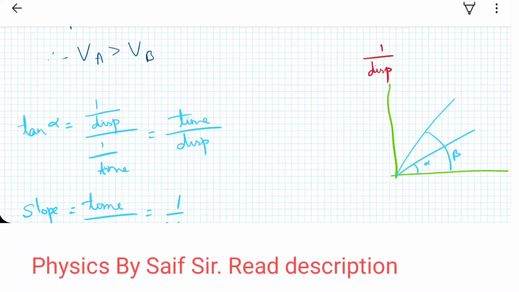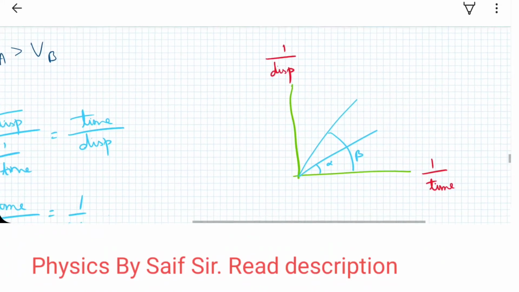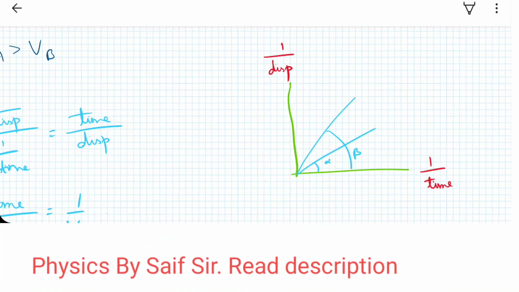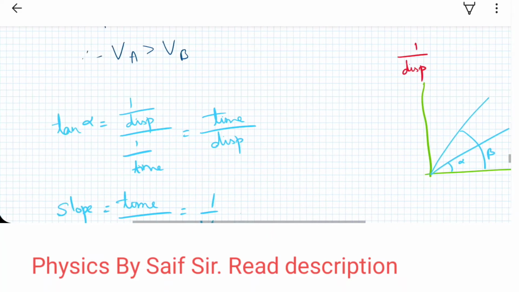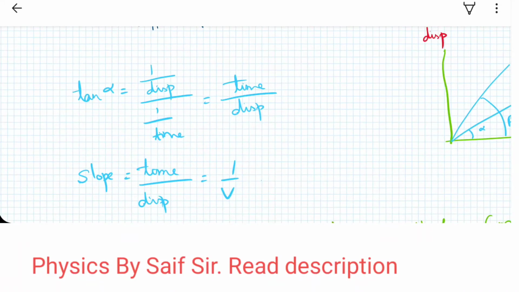Now let us consider, we'll just interchange the parameters here. On the y-axis we will write 1 by displacement, on the x-axis we will write 1 by time, and again we have to find which velocity is greater. So here tan alpha will be 1 by displacement divided by 1 by time, which will be time by displacement. So slope is equal to time by displacement, which is equal to 1 by v.